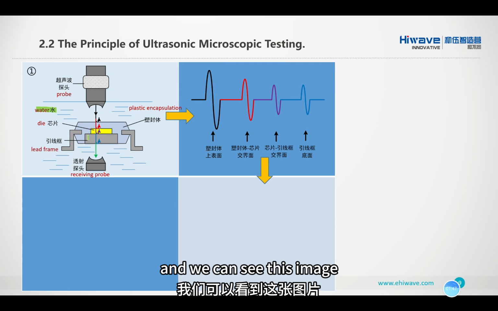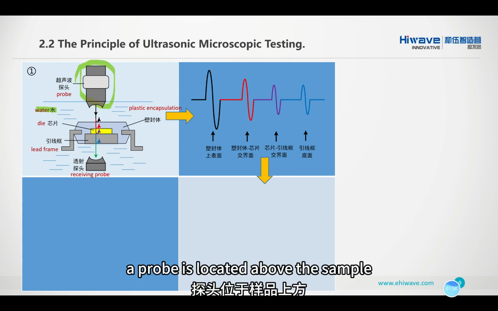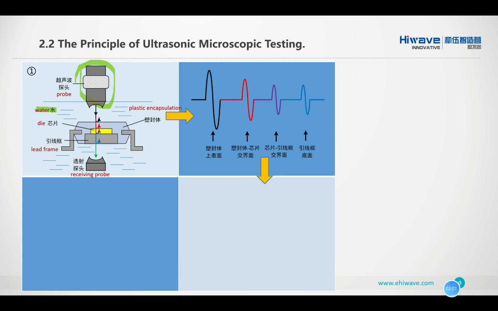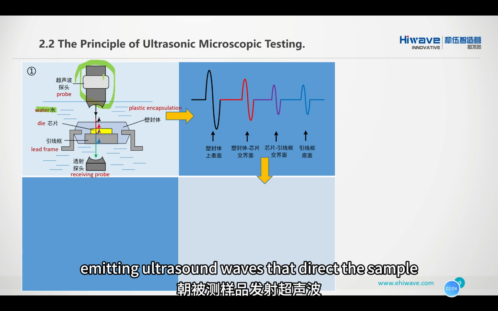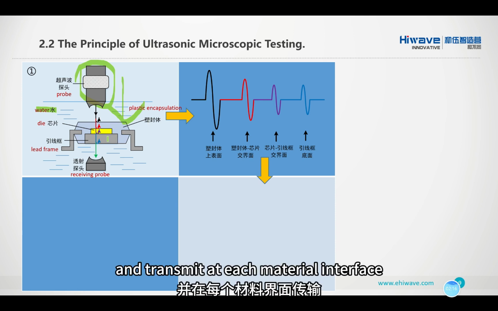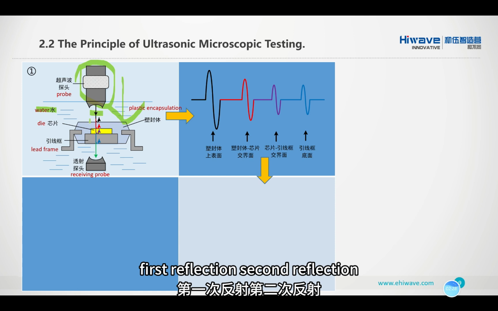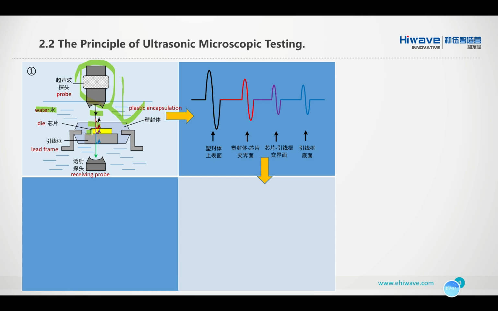This image illustrates a diagram of ultrasonic testing. A probe is located above the sample, emitting ultrasound waves that strike the sample. The ultrasound waves will reflect and transmit at each material interface. Here there are four reflections: first reflection, second reflection, third reflection, and fourth reflection.